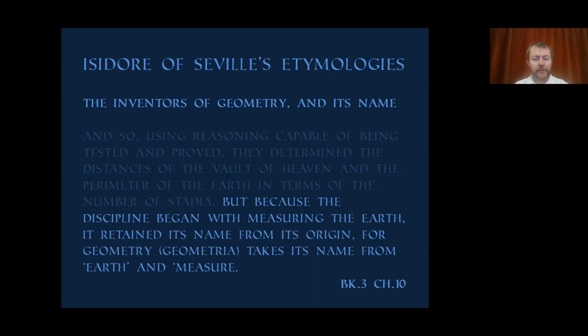So this idea of the measuring of the perimeter of the earth is something that goes back a long way. And this is Isidore of Seville really quoting people from the ancient world. So he's looking back to the ancient world and bringing this knowledge into his particular age in the 7th century.